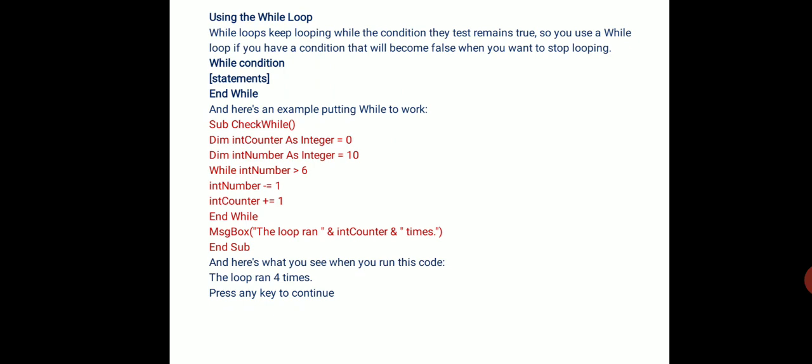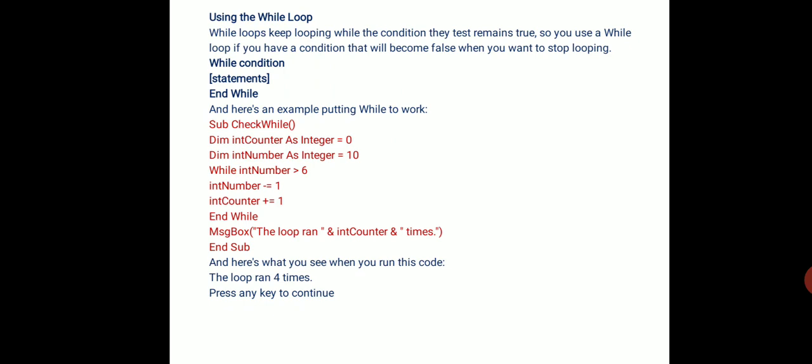Again it will go to the while loop and check 7 greater than 6, true. Number will be decremented to 6 and counter will be incremented to 4. So our counter value will become 4, and again it goes to the while loop: number greater than 6. Our number has become 6 now. 6 greater than 6 is false, so it will come out of the loop.